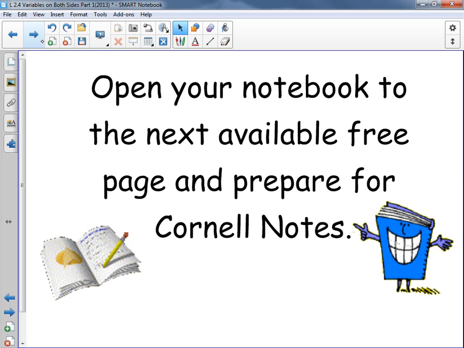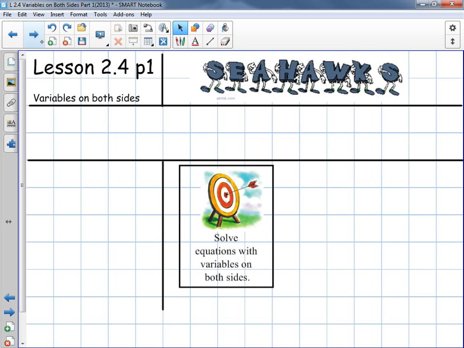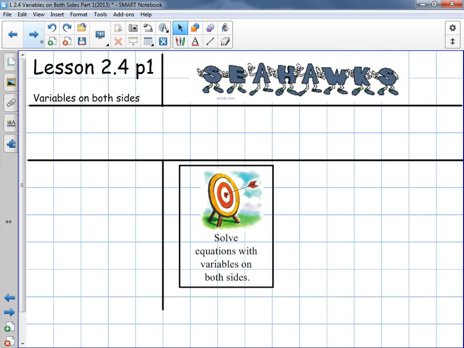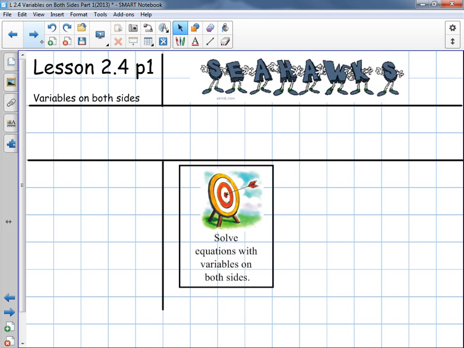Alright, take the time to open your notebook to the next available page. Get it set up with your Cornell note paper. Again, you can hit the pause button at any point so that everyone can be ready to go with the notes.